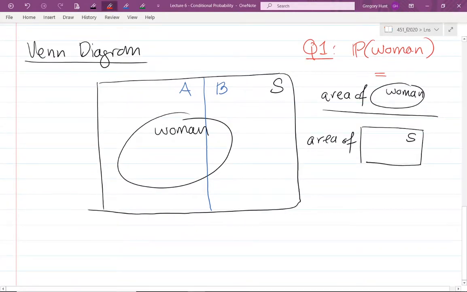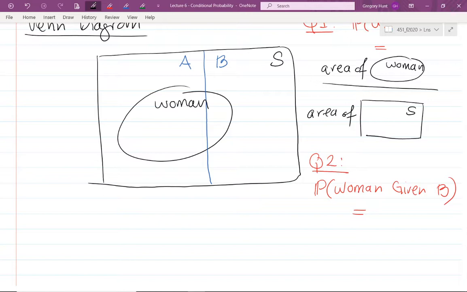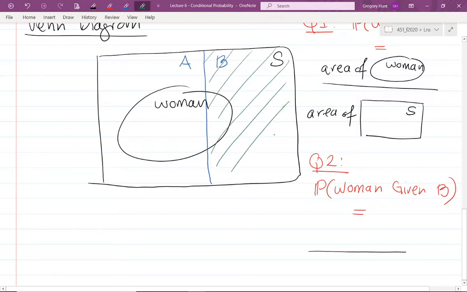Our second question was the probability of being a woman given that the student is in party B. And we could pictorially represent this, again, as a ratio of areas. So what are the areas we want to take the ratio of? Well, we're going to restrict ourselves to live in just event B here. We don't actually care about the information in event A. We care about the information in event B.